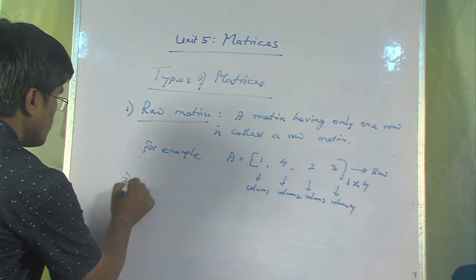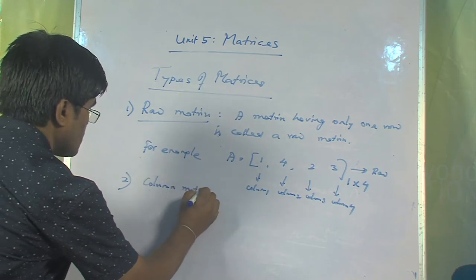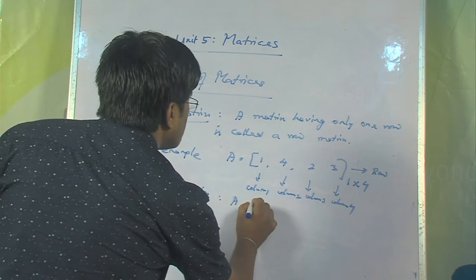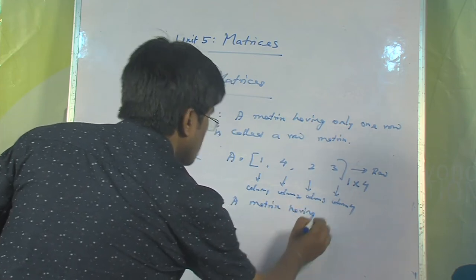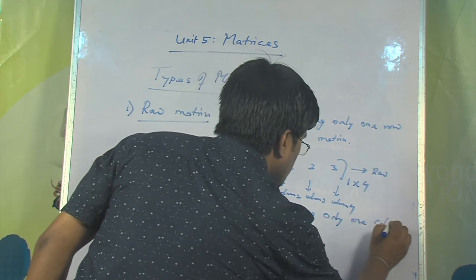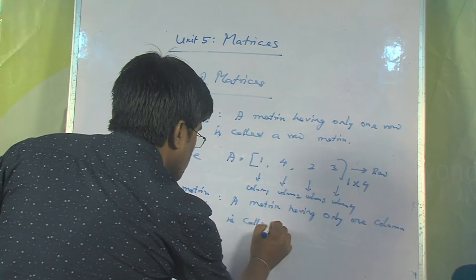Next is the column matrix. A matrix having only one column is called a column matrix.